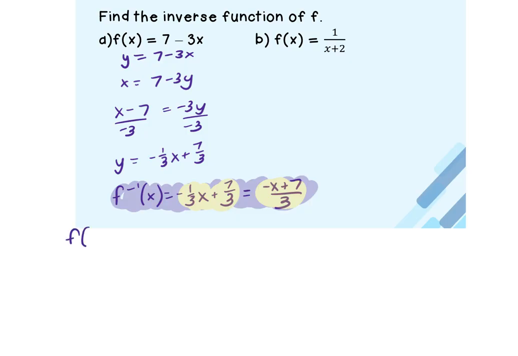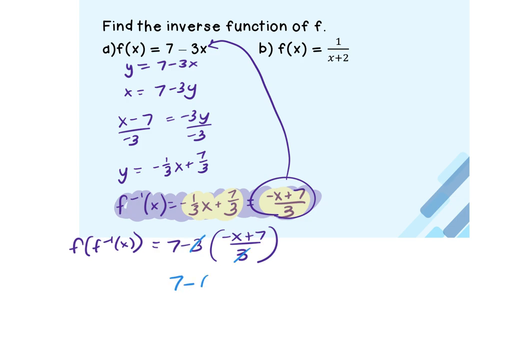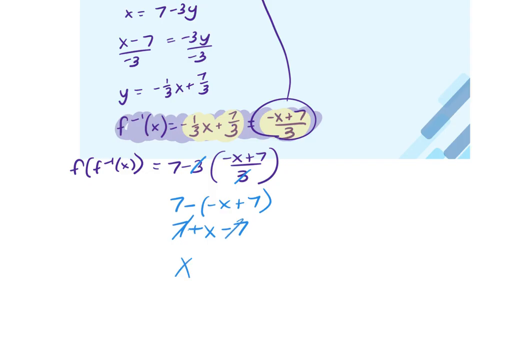So if I did f of f inverse of x, then what I'm doing is I'm going to take the second one just because it's already put together. I'm going to take the f inverse of x and plug it into the x of f of x. So I'd get 7 minus 3 times (-x plus 7) over 3. And then these cancel. 7 minus a negative x plus 7 becomes 7 plus x minus 7. And then the 7 and the -7 cancel out and I get just x, which is what should happen if they are both inverses.